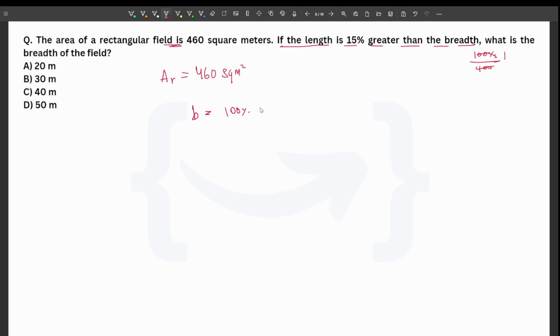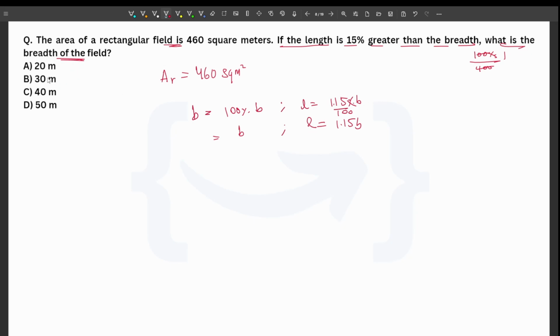So what would be my length? The length is 15% greater than that, so it will become 115% of the breadth, as the question states. We can't deal with it in percentages, so we need to cut it down. It will become B only, and the length will become 1.15B, because if you remove the 100, it comes as a decimal. So it will be 115% of B as my length. What is the breadth of this field?